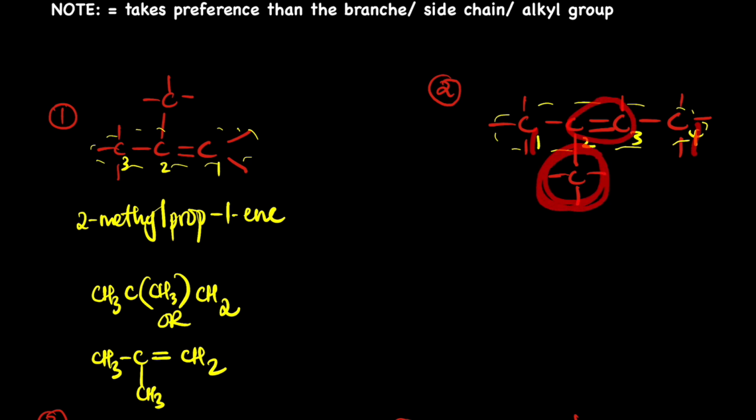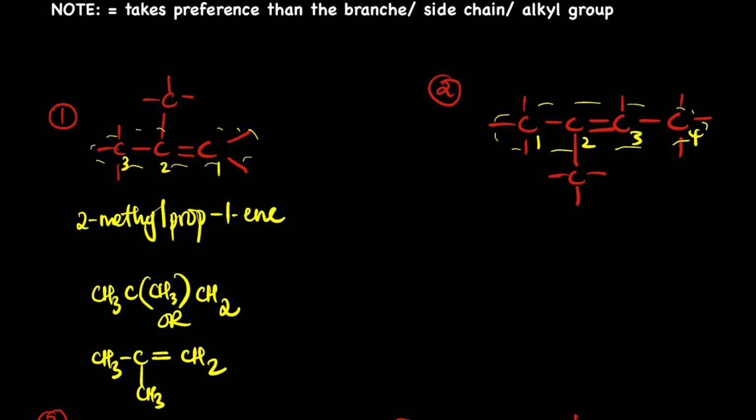Only the double bond. Let's exclude this one, so it's in the middle. So this can be 1, 2, 3, 4, or 1, 2, 3, 4. Do you get me? So it will always be in carbon 2 on any side. But since there's a branch and the branch is closer to this side, we're going to make this side carbon 1, not this side, because of the branch.